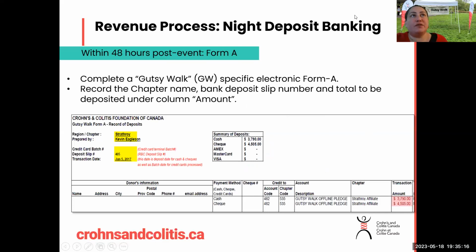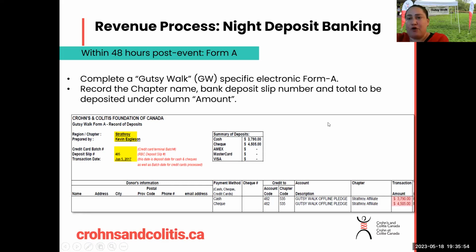In terms of the documents that our finance department will need, every time a deposit happens to RBC, to our bank account, it needs to be accompanied with a Form A. Form A is where you enter the account code and chapter code, so we know that that money is going to your location. It will be coded under your location. We are going to provide you step-by-step Form A instructions, again available in the volunteer hub.